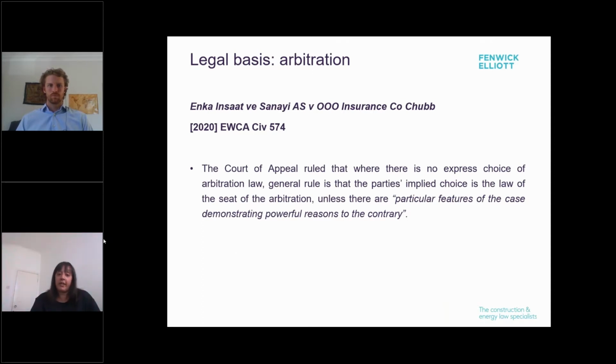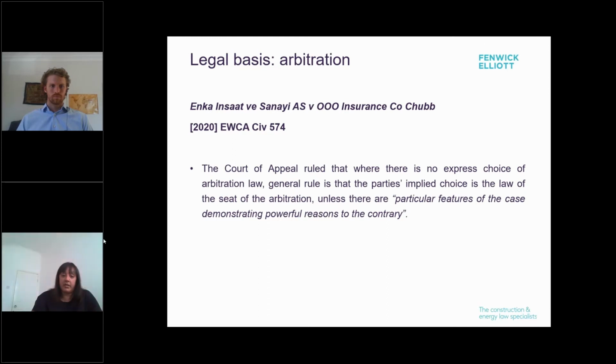However, earlier this year on 29th April, the Court of Appeal in Enka v Chubb issued a decision that once again sought to impose some order and clarity on this area of the law. The Court of Appeal there held that the starting point was to apply the three-stage test articulated in SulAmerica. However, it differed on the presumption that should apply. The court in Enka stated that where there is no express choice of arbitration law, the general rule is that the parties' implied choice is that the law of the arbitration agreement will be the same as the law of the seat of the arbitration, unless there are particular features of the case demonstrating powerful reasons to the contrary.